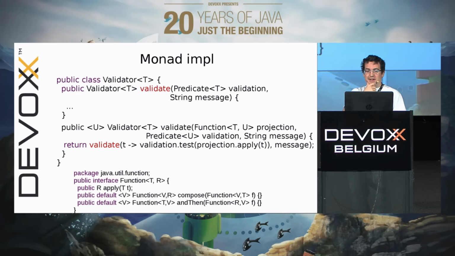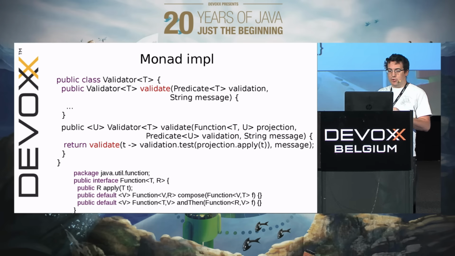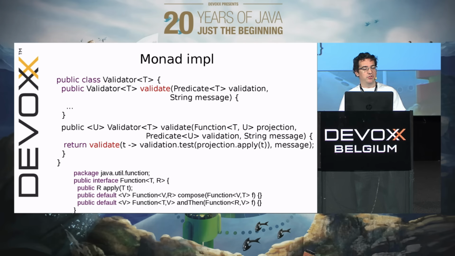I can implement the validation by calling the method I have already implemented. That way, which is to say, I will call validate with a predicate. The predicate will take my t, call the projection function, and on the result of the projection function, call the validation function. It's a kind of function composition. And we already have in java.util.function two methods named compose and andThen that do the function composition.